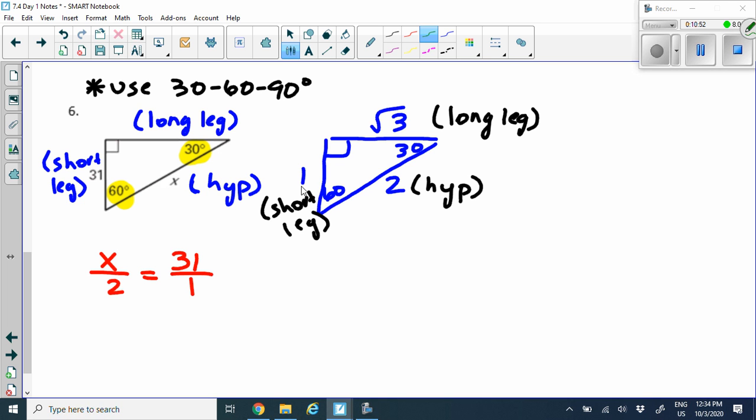Okay, let's cross multiply. So I have x times 1 gives me x, and 31 times 2, that should give me 62. There's nothing else to simplify, so that'll be our answer.